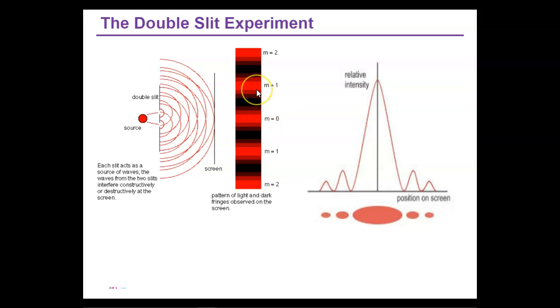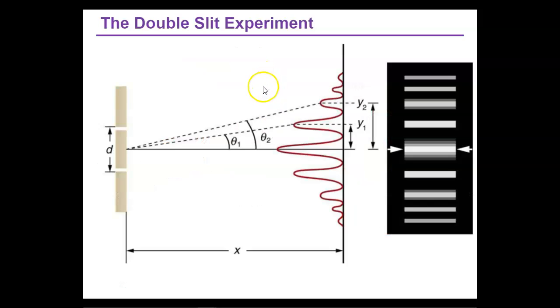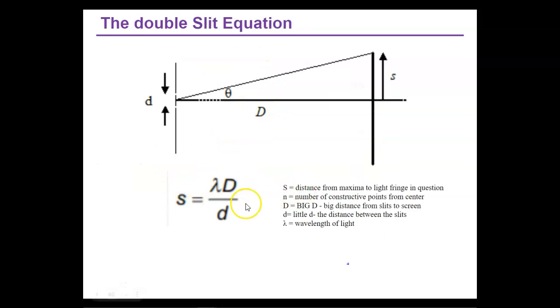So if N equals 1, then we would just use 1. If N equals 2, then we would plug in 2. N does not show up on this equation, but it's just multiplying this whole relationship. So you can think about it as over here or in the numerator. Big D is the big distance from your slits to your screen. Little d is the distance between the slits. Meanwhile, lambda is still the wavelength of light.